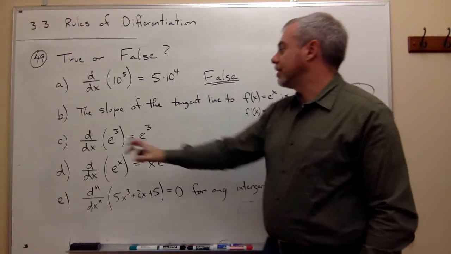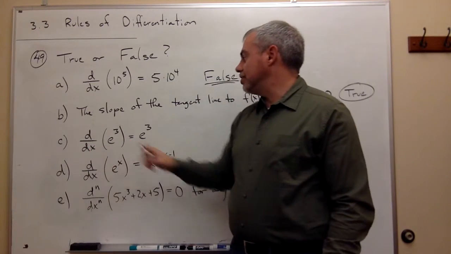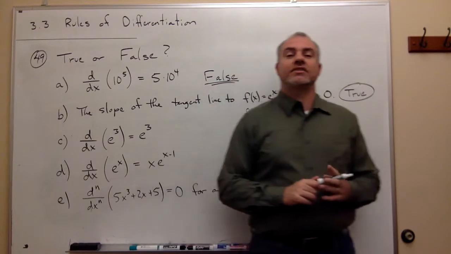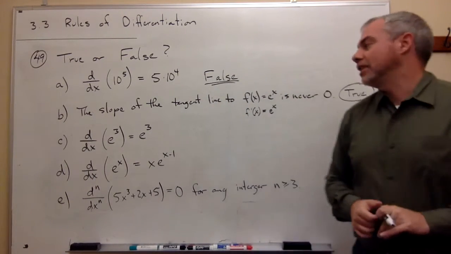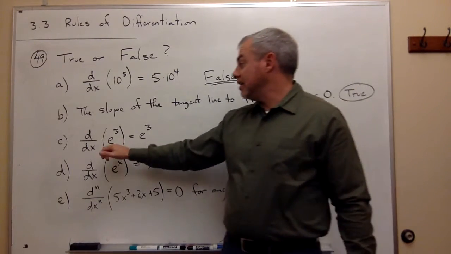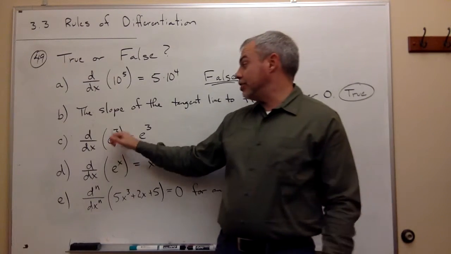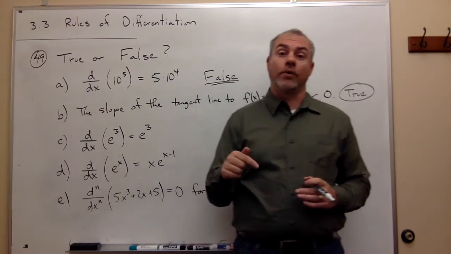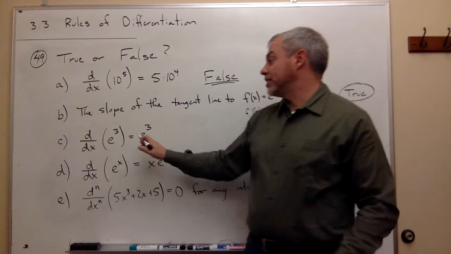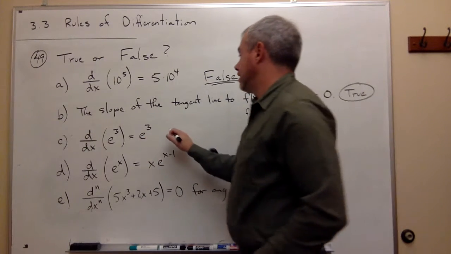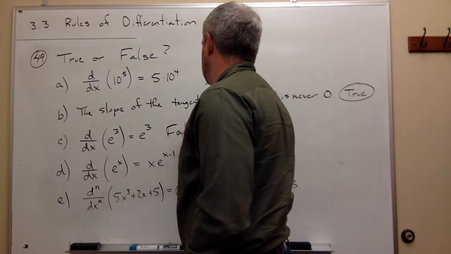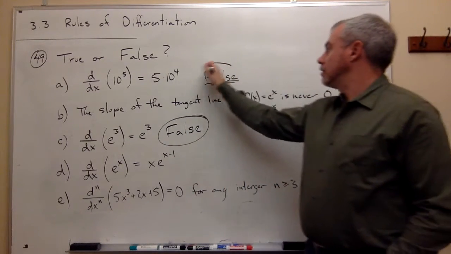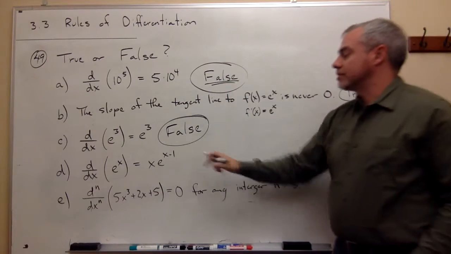Here we have that the derivative of e cubed should be equal to e cubed. And this is just the same trick from part A played on you all over again. E is a constant. E cubed is a constant. And the derivative of a constant is always 0. So this would be 0, not e cubed. So this is false. Okay? So we've got false, true, false. Let's look at the next one.